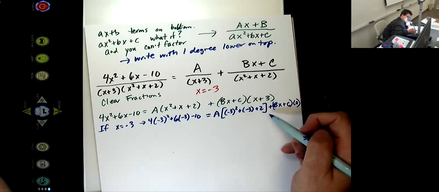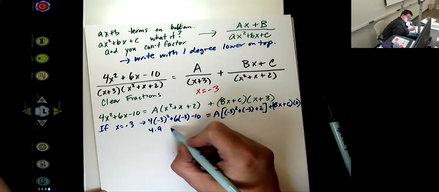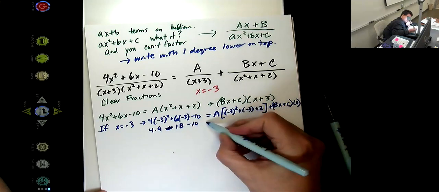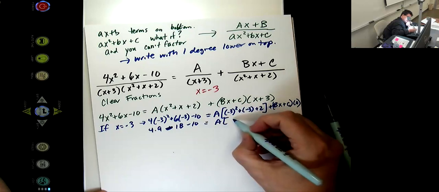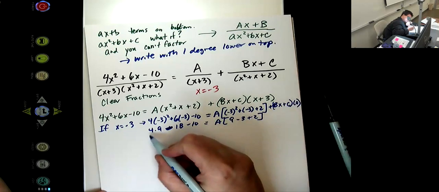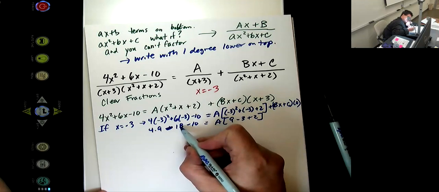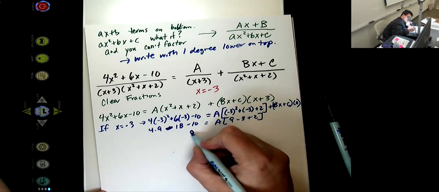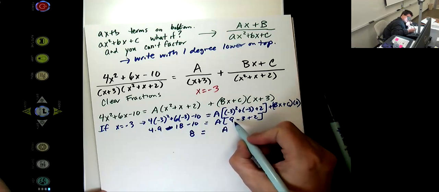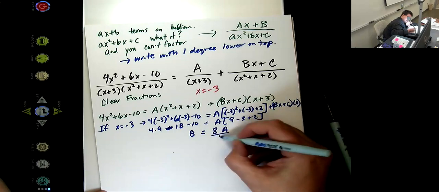So the only one that remains is the a. I've got 4 times 9 here, minus 18 minus 10 equals a times 9 minus 3 plus 2. Let's see, 36 minus 18 is 18, minus 10 is 8. And for a's, 9 minus 3 is 6, plus 2 is 8. I've got 8a. So a equals 1.